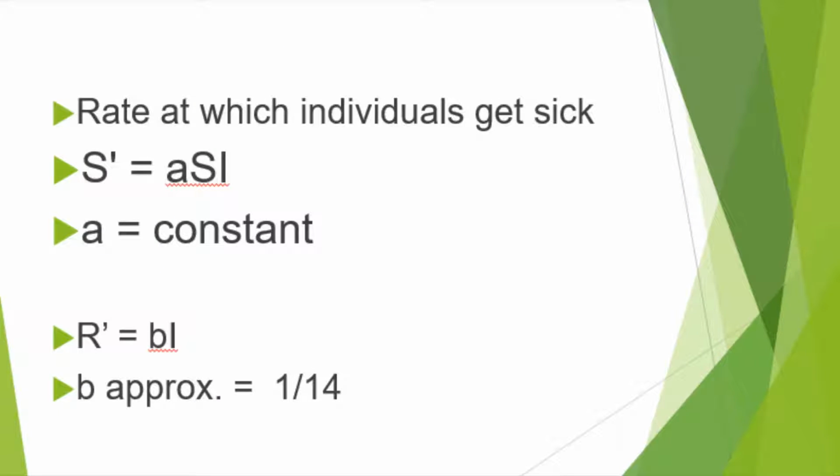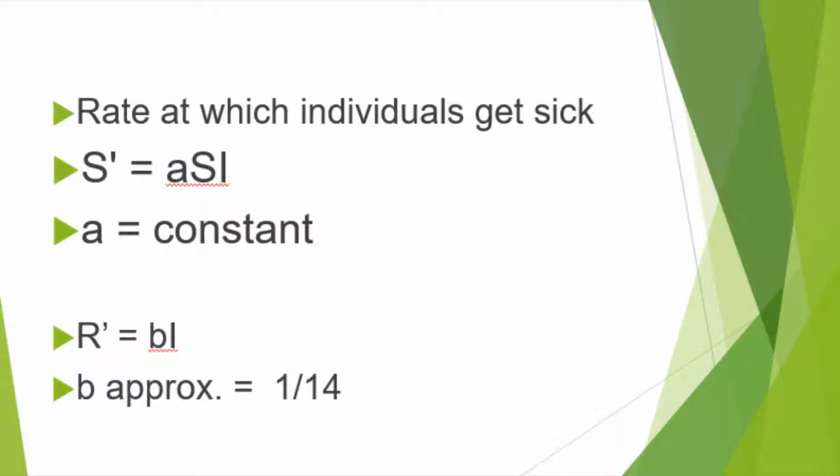Then the rate at which individuals get sick is equal to S dash. This is proportionate to individuals who are susceptible, S, and who are already infected, I. This is because there's a chance that the infected person infects a susceptible person. There is also a constant in front because the amount of times I and S make contact is proportional.